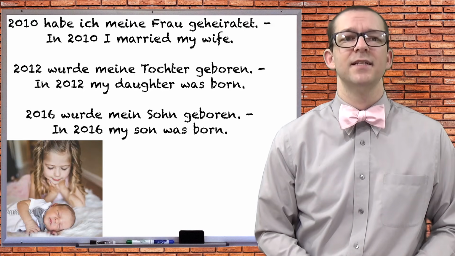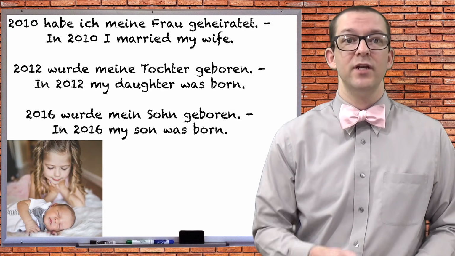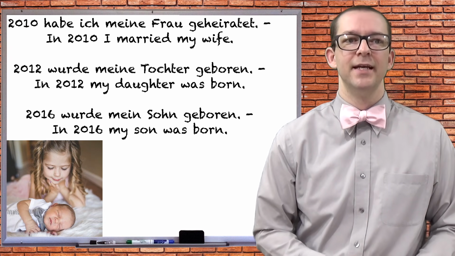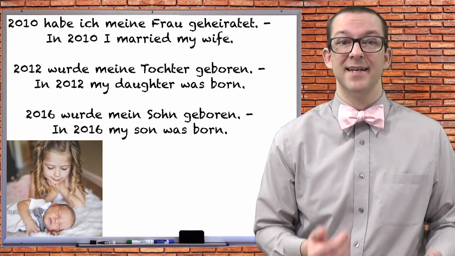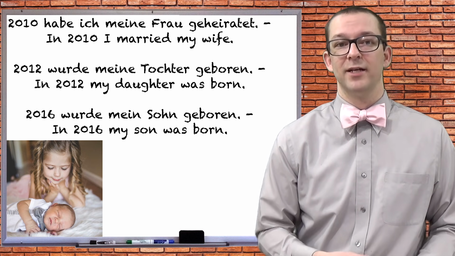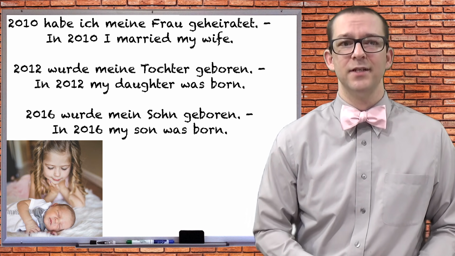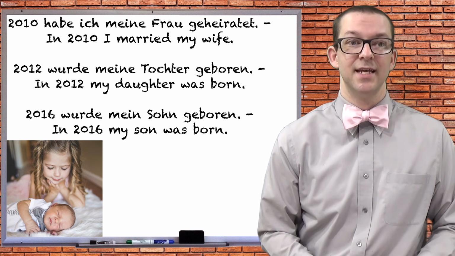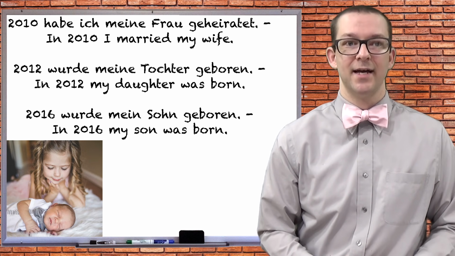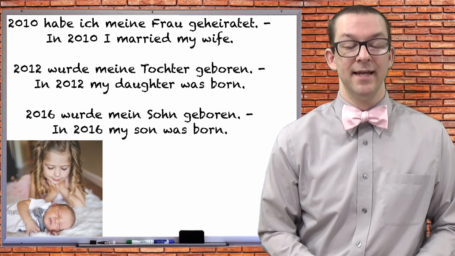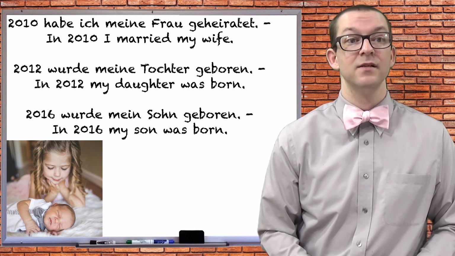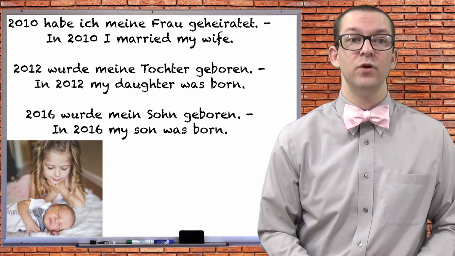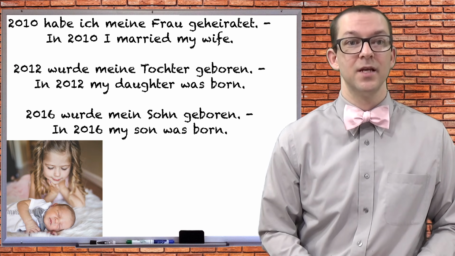In English, when we say something happened in a particular year, we use in before the year. In German, this preposition is not only not necessary, but is actually incorrect to be used. Pay attention to the difference in translation for the following examples. 2010 habe ich meine Frau geheiratet. In 2010, I married my wife. 2012 wurde meine Tochter geboren. In 2012, my daughter was born.